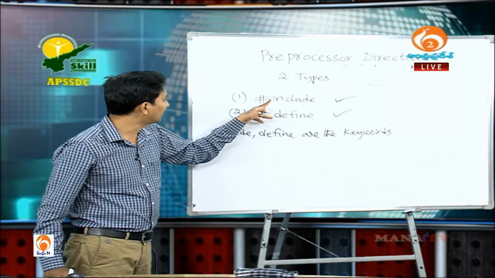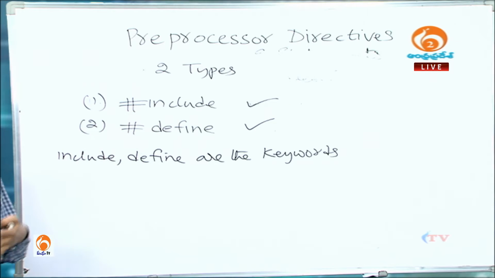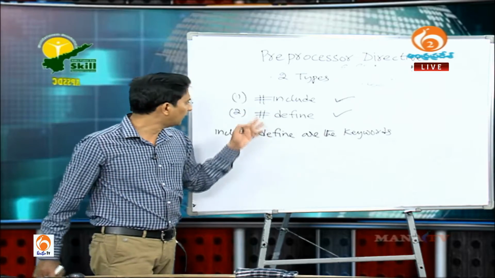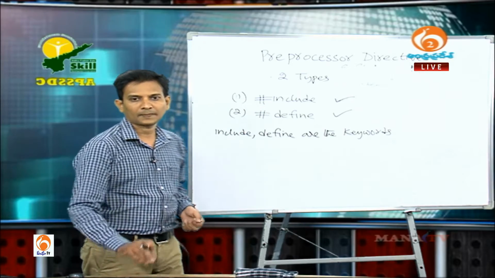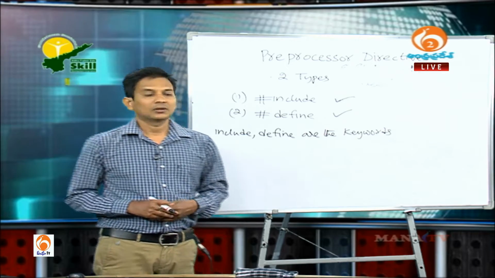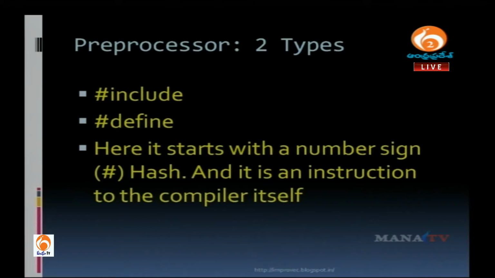So the hash symbol is a number sign. Before compiling, with this the code is converted into zeros and ones. For that purpose we use the hash. Just you can see here the explanation about the hash symbol. It starts with a number sign, that is hash, and it is an instruction to the compiler, which converts the predefined code, function code, into the zeros and ones.